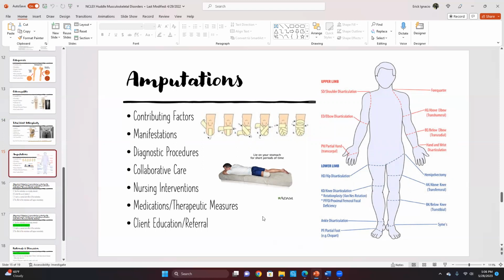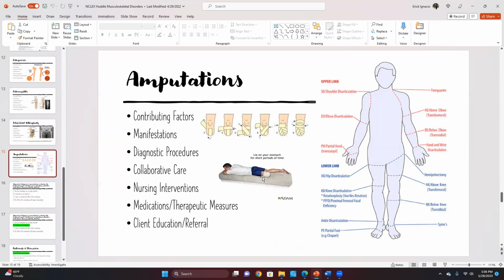With your amputations, this is going to be a removal of part of the body. It may be elective or it may be traumatic. A lot of times this is your trauma patients or your diabetic patients. So they can have above the knee amputation, below the knee, a midfoot or toe. What are the contributing factors to a patient getting an amputation? Well, peripheral vascular disease, severe crushing of the tissues, malignant tumors, osteomyelitis, thermal injuries.